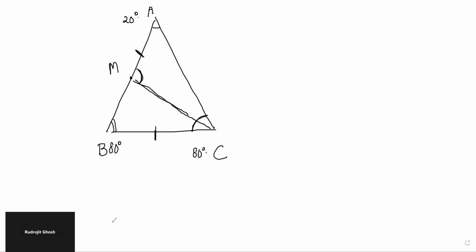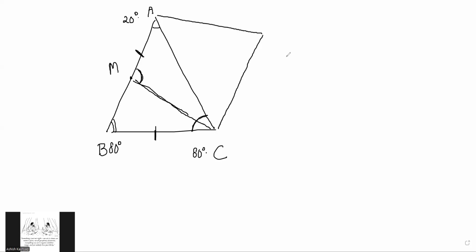What I am going to do is construct an equilateral triangle on this side AC. You will see the benefit of that. So we are making an equilateral triangle. We are going to call it D.